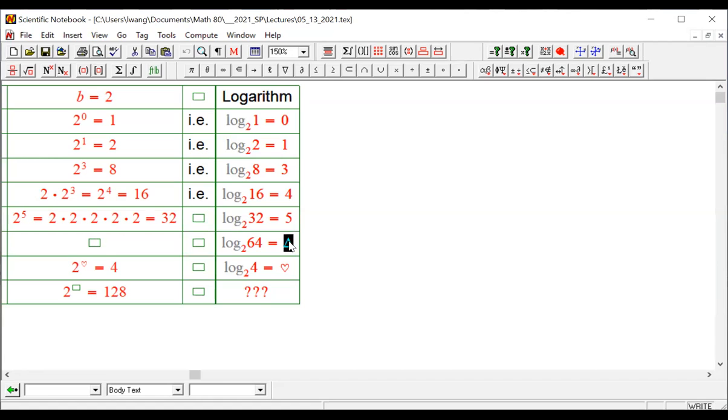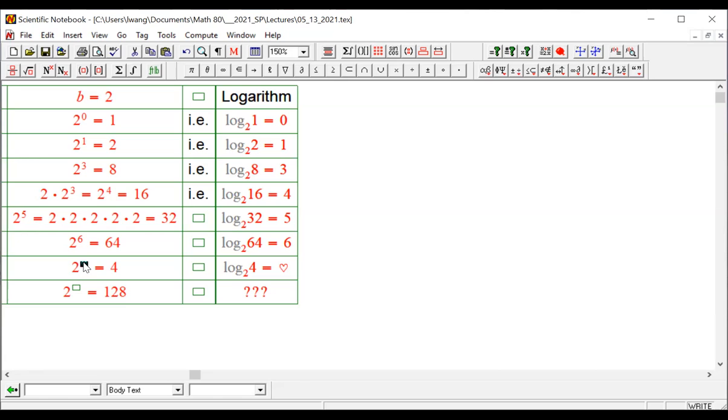Right? So that triangle, power 2, the triangle power 2 equals 64. What should that triangle be? 6. Okay, does it work? And this should be what? 6. Very good. Very good.